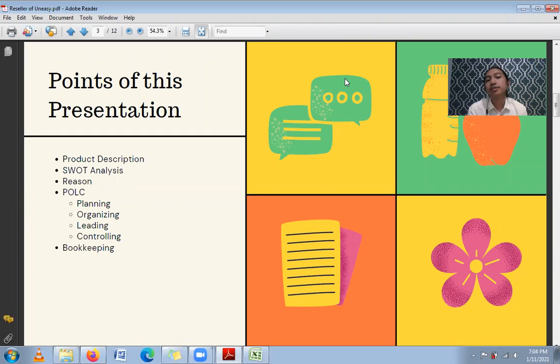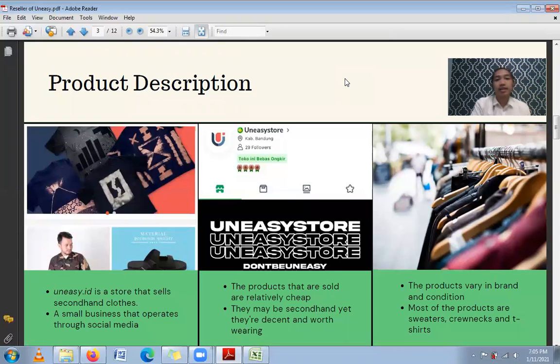The points of this presentation are the product description of my business, the SWOT analysis, strength, weakness, opportunity, and threat, and then the reason why I picked this business. After that, I'm going to explain the planning, organizing, leading, and controlling, basically the functions of managing. And then after that, I'm going to show you my bookkeeping too. Okay, let's just begin.